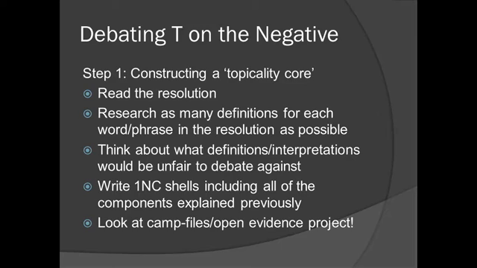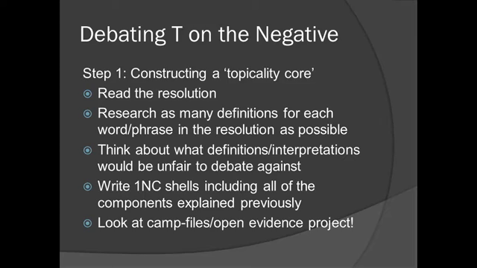So what does it mean when we say economic engagement? What can economic engagement include? What can the People's Republic of China include? And then you want to think about how it would be unfair to debate against certain interpretations of those different words and those different phrases. After you've done those things, you can write 1 and C shells that include all of the components that we've explained previously, right? So you want to make sure you have your interpretation, and then your impacts, your reasons to prefer, and then your framing of why competing interpretation should be something that is preferred.